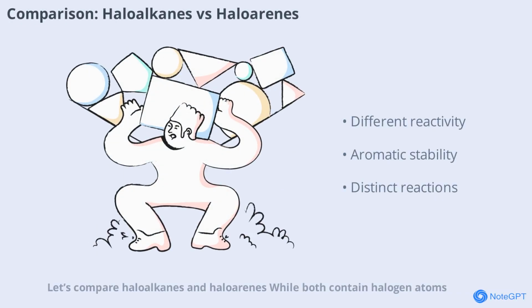Let's compare haloalkanes and haloarenes. While both contain halogen atoms, their structures and reactivities differ significantly. Haloalkanes are more reactive towards nucleophilic substitution, while haloarenes favor electrophilic substitution. The aromatic ring in haloarenes provides extra stability, making their chemical behavior distinct from that of haloalkanes. This comparison highlights the diversity within organic chemistry.